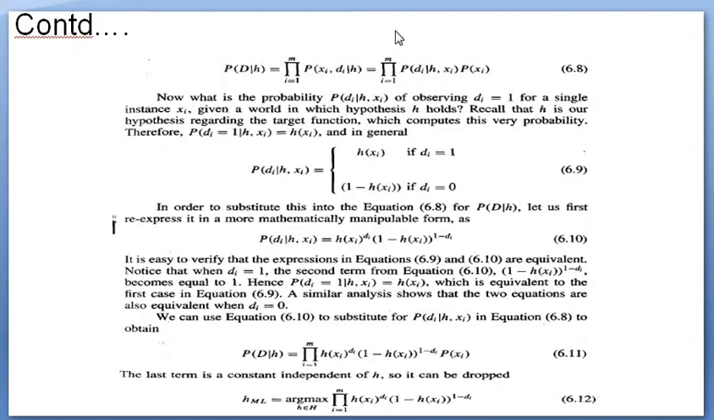So in equation 6.8, we have substituted these values for P of di given h comma xi, and we still don't know the value of P of xi. What is this value P of xi? We can consider it as a constant, because it is independent of the hypothesis, it does not depend on any hypothesis. So the remaining value is argmax h belongs to capital H, i varies from 1 to m, h of xi raised to di into 1 minus h of xi raised to 1 minus di.